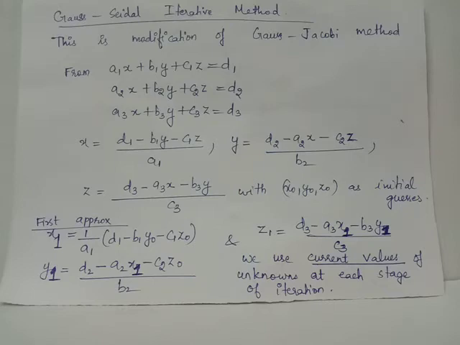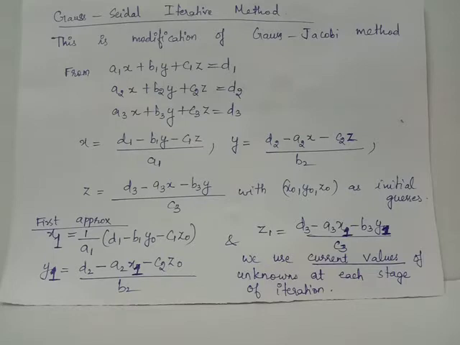Let us discuss second approximation formulas for Gauss-Seidel iterative method. We will have in second approximation x2 equals 1 by a1 times (d1 minus b1 y1 minus c1 z1), where y1 and z1 will be taken from first approximation.